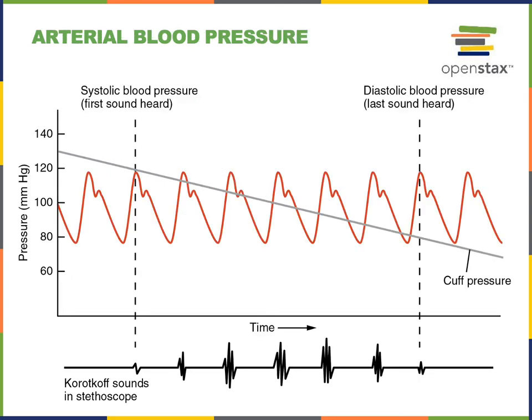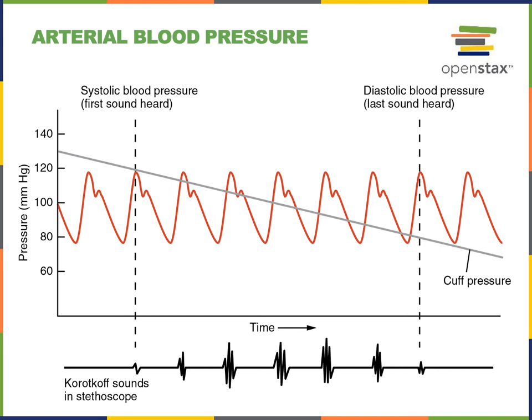Blood pressure is commonly measured using a blood pressure cuff, which is also known as a sphygmomanometer, and a stethoscope. The blood pressure cuff is wrapped around the arm, and as it's pumped up, it creates a pressure pushing down on the artery. When that pressure is greater than the systolic pressure, the cuff will prevent blood from flowing through the artery. When the pressure of the cuff is between the systolic and diastolic pressure, this will create a turbulent blood flow, and the turbulent blood flow creates a sound that can be heard when listening to an artery with a stethoscope.